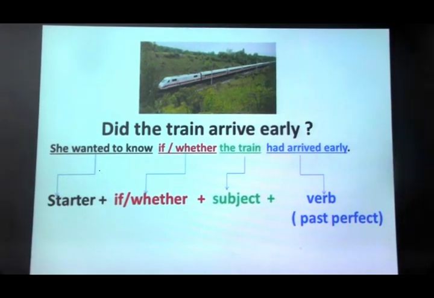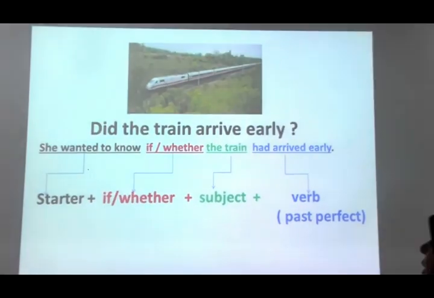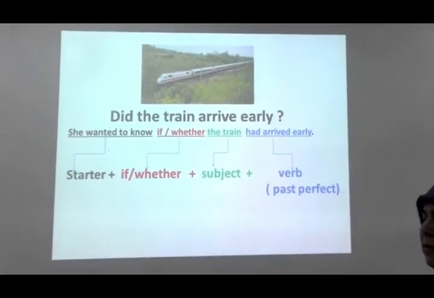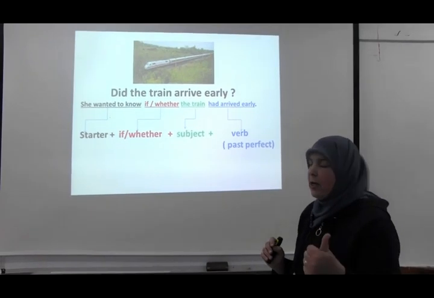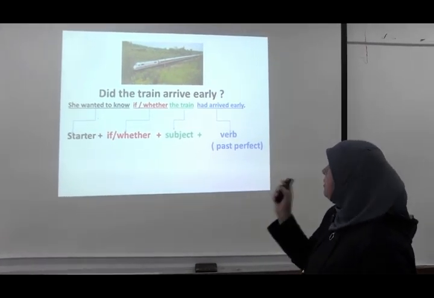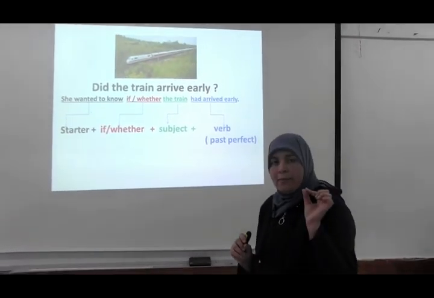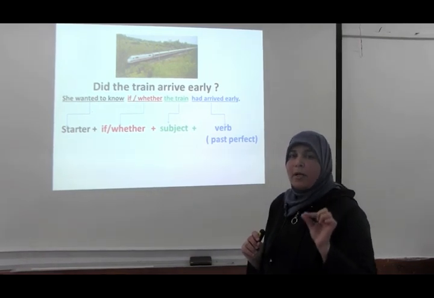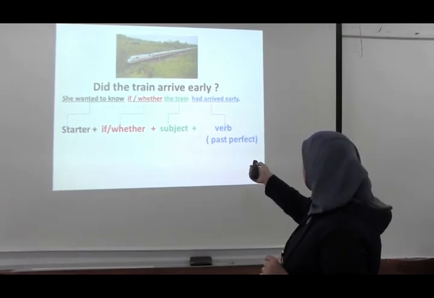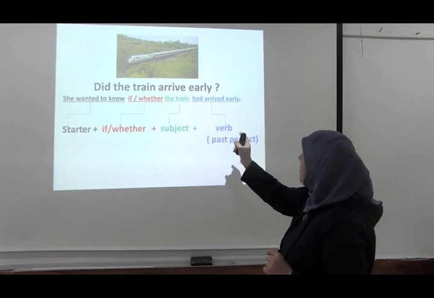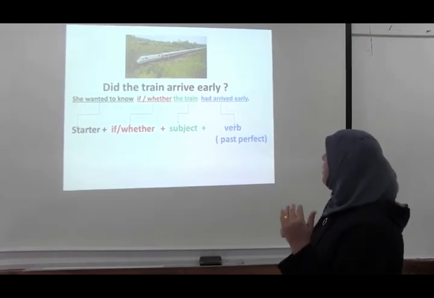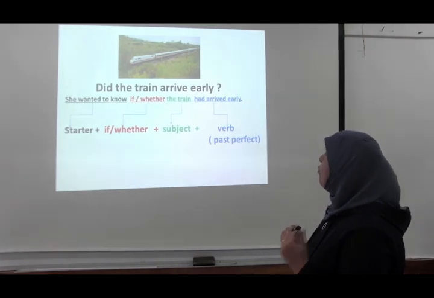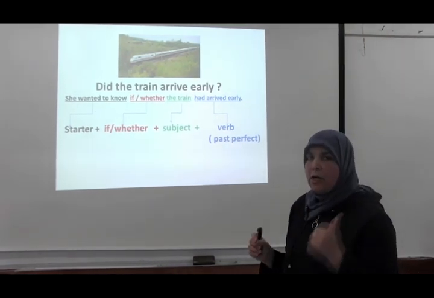The original question, did the train arrive early? The tense of the question is past. Very well. Very good. Okay, and did here shows us that the question is in the past form. We change the verb here into past perfect of the main verb arrive. Did the train arrive? It became, she wanted to know if or whether the train had arrived.